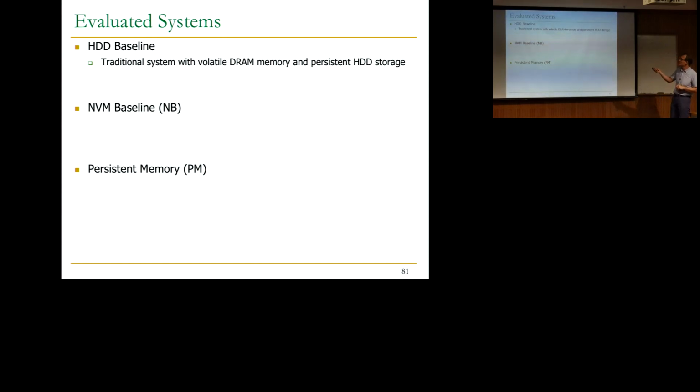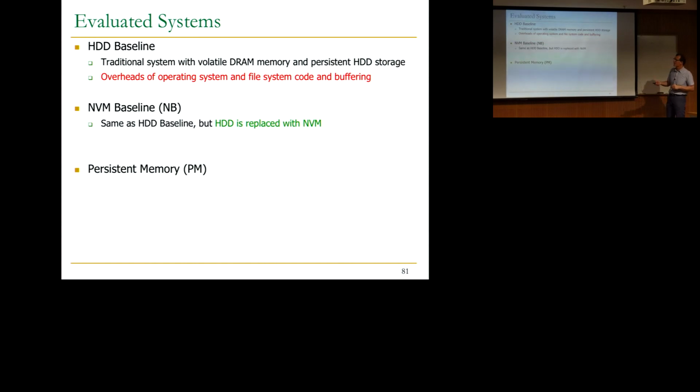So basically, this is a traditional system with volatile DRAM memory and persistent hard disk. We model the overheads of operating system and file system code and buffering to access persistent data. So this is a file system interface to access the data that's in the hard disk. And if you're accessing volatile data, you go through DRAM as normal. This is basically the traditional system that we have. The second one is the non-volatile memory baseline. This is exactly the same as this, but you replace the hard disk drive with NVM. And you manage it still with the existing operating system and file system code. So it still has the overheads of this two-level storage model.